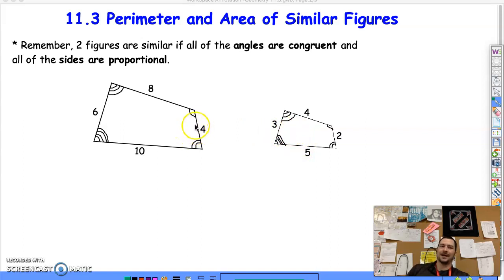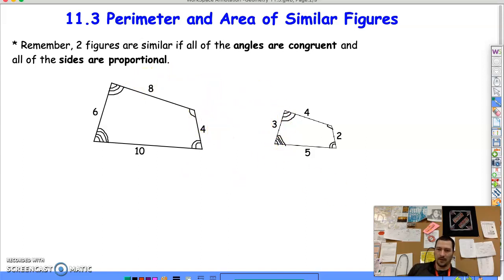And then if you look at the sides, if you were to do a ratio, it's going to be 8 to 4, right? Which reduces to 2 to 1. Same thing would happen 4 to 2, 10 to 5, 6 to 3. All those ratios are the same. So we would say that they are similar.